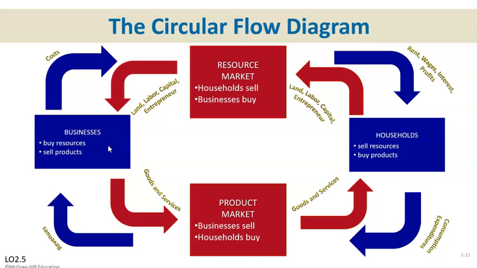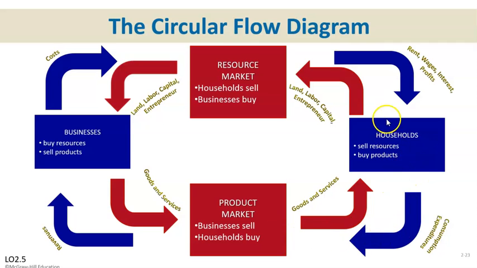Now, think about how households and businesses interact with each other. Well, the first thing is that households purchase products from businesses. That's what's happening down here in the product market. So the businesses make the goods and services, they bring the goods and services to the product market, and they sell the goods and services to the households. So the households receive the products in the product market. In exchange for the goods and services, the households will pay for the goods and services.